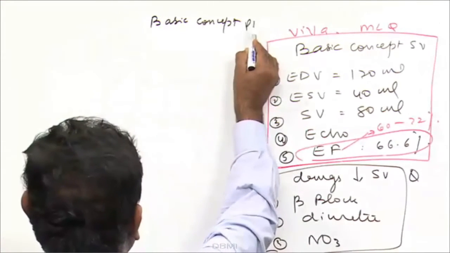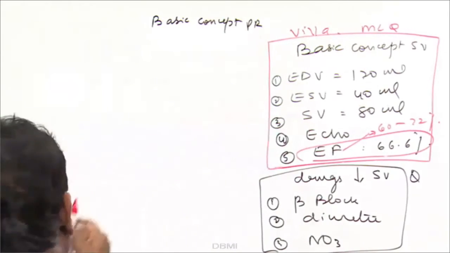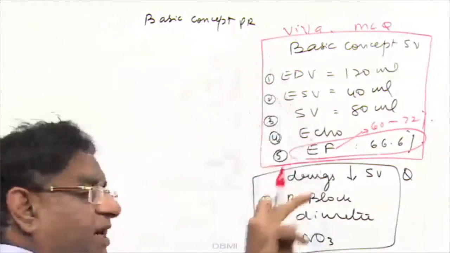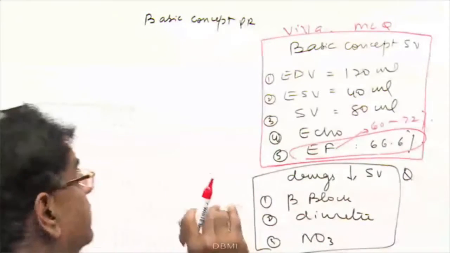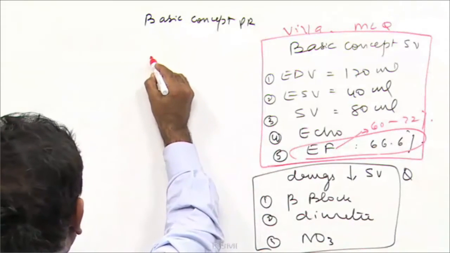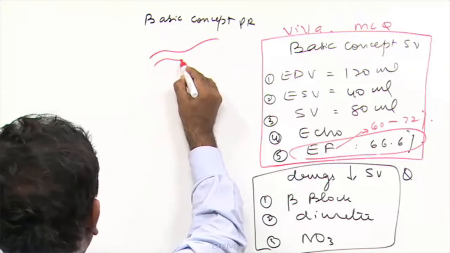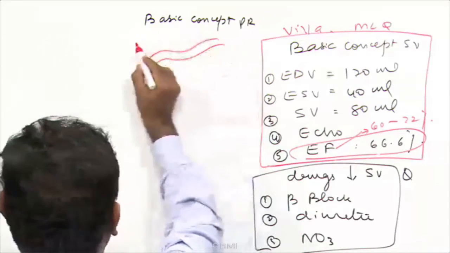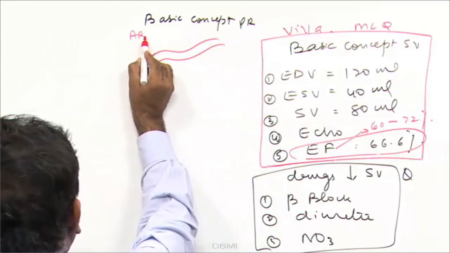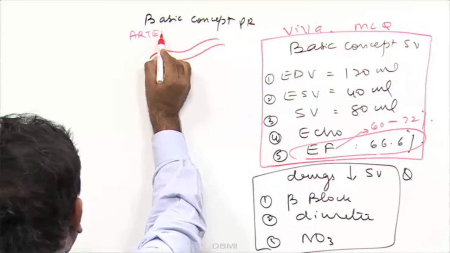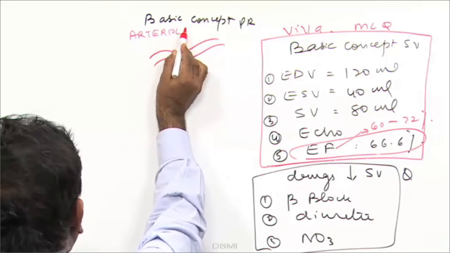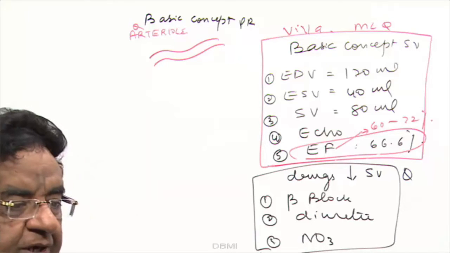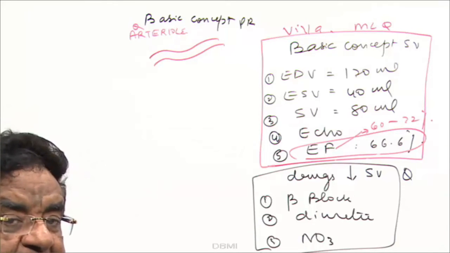Basic concept about peripheral resistance. Now, first point. Primary site of peripheral resistance is, write down, arteriole. Arteriole is a very frequently asked question in viva, theory and MCQ. Arterioles are the primary site of peripheral resistance.